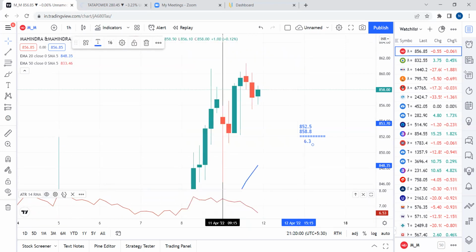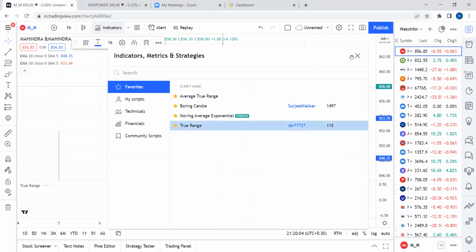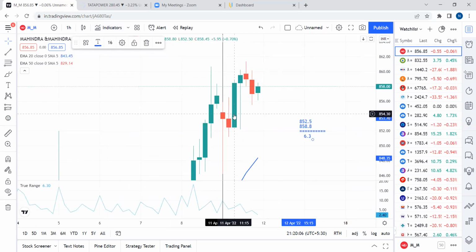Now, let me close the ATR and apply the TR indicator. What is the value of TR? It is showing here. You read the value, similar to RSI and MACD, what we read just beside the indicator. What is it showing? 6.3. What is the value here? 6.3. Okay. Got the meaning of true range, how the true range is calculated?